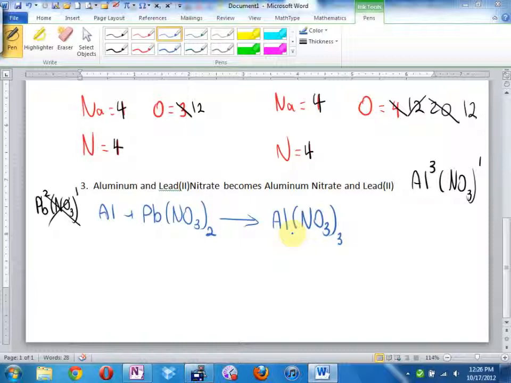I have to add 3 on the other side. Isn't it like that? Oh, I will eventually. I'm not balancing yet. I'm just doing the skeleton right now. Don't get ahead of yourself. I didn't add 3.